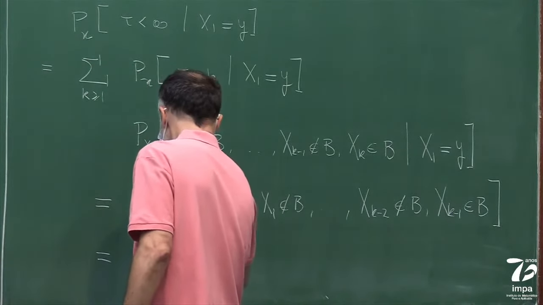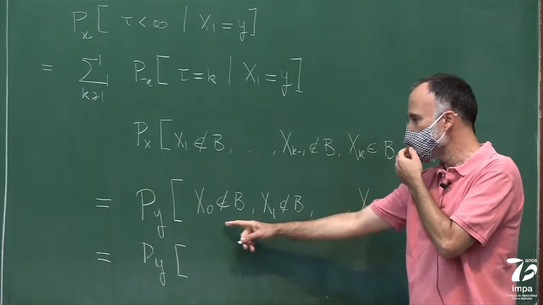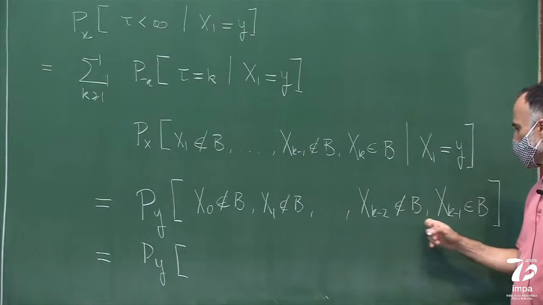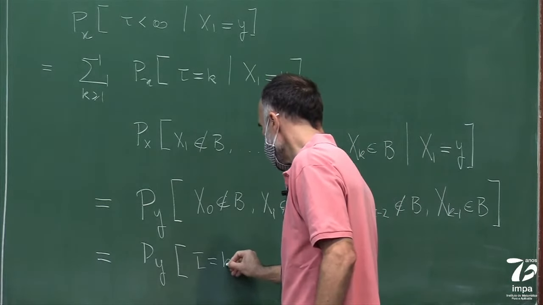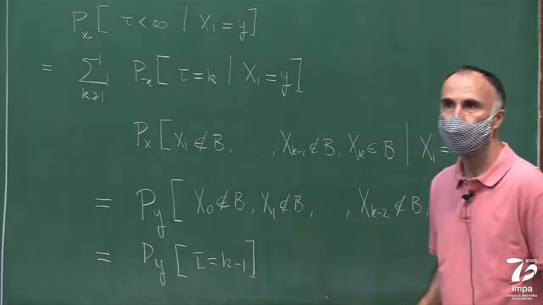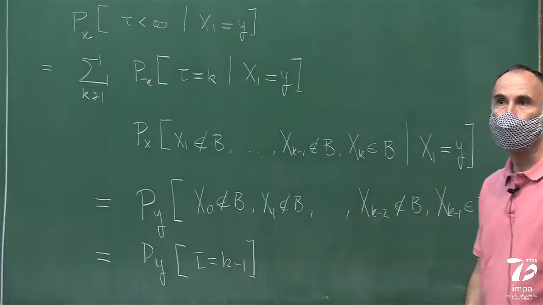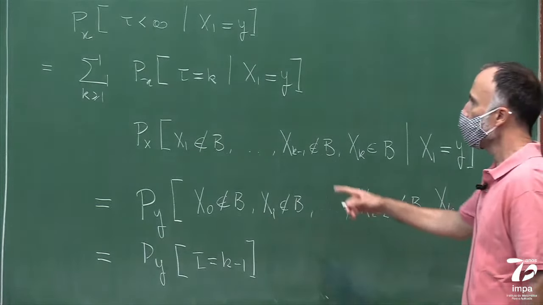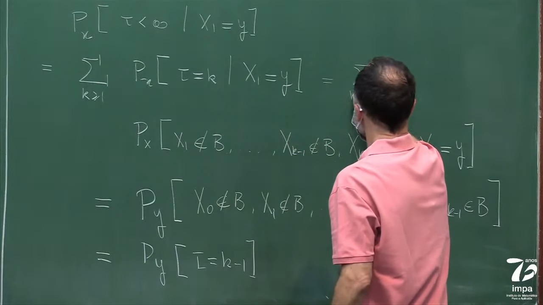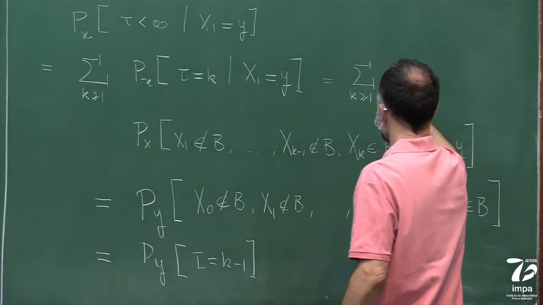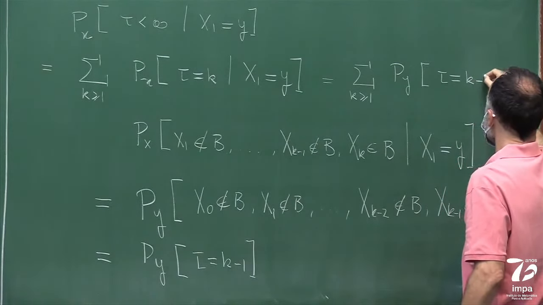And this is equal to the probability that I'm not at B at time 0, I'm not at B up to time k minus 2, but I'm at B at time k minus 1. So this is tau equal to k minus 1. And now the probability is starting from y. The chain is starting from y. So what we proved is that this sum is equal to the sum for k, remember, k is larger or equal than 1, of the probability starting from y that tau is equal to k minus 1.